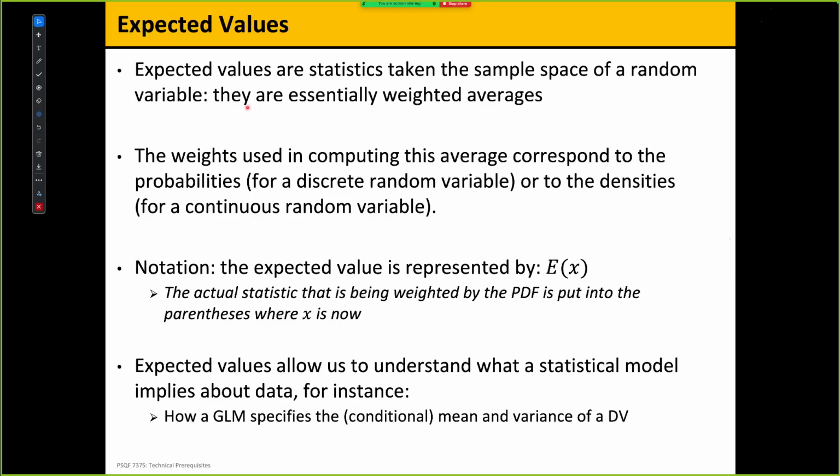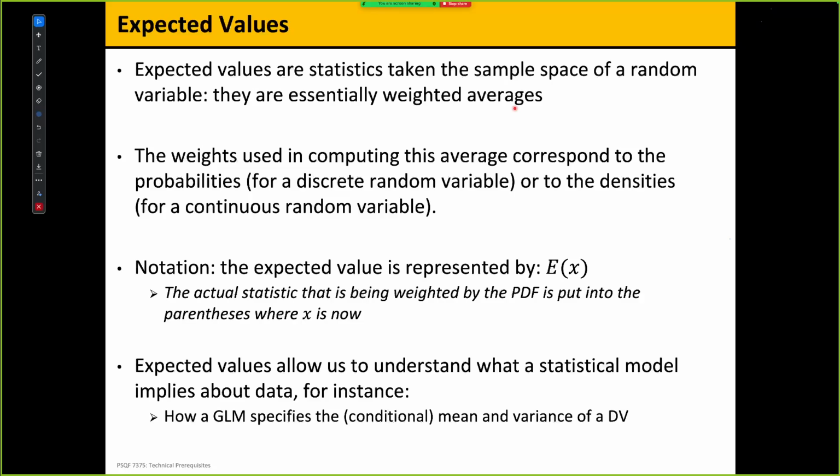Expected values are statistics taken from the sample space of a random variable. They're like weighted averages, right? Why we have to think about it as a weighted average is because if we have a distribution function, like that normal PDF, and we wanted this expectation, we would take every value of x and weight it by how likely it is to occur, and that's an expected value. I'll show that in a bit more detail in just a bit. The weights correspond to the heights from the distribution function, so PMFs for discrete random variables, or likelihoods or densities for PDFs for continuous random variables.